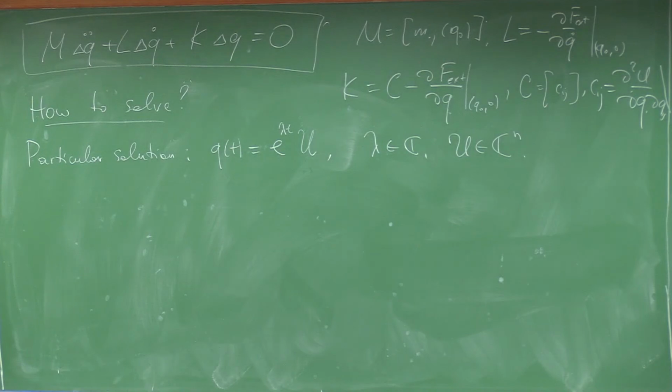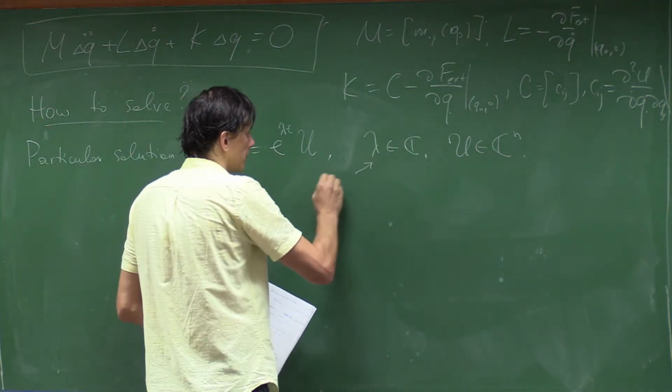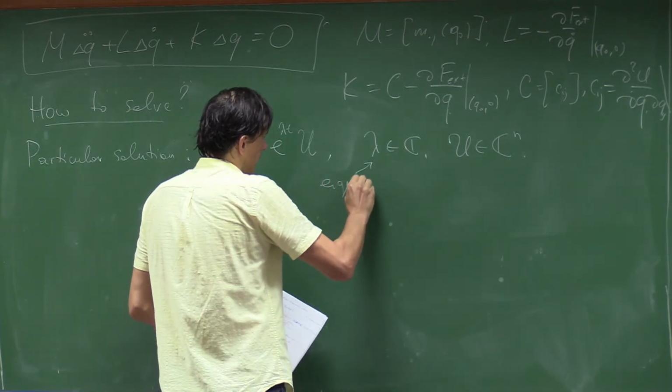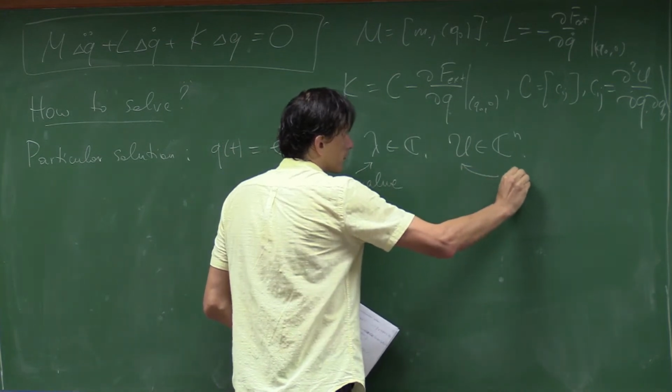Okay, so that's called eigenvalue. This will be called eigenvector.